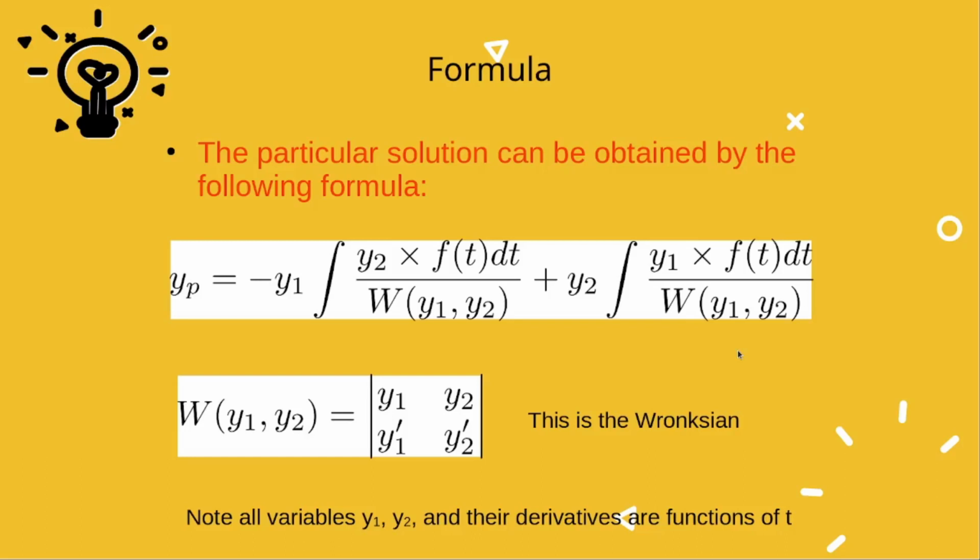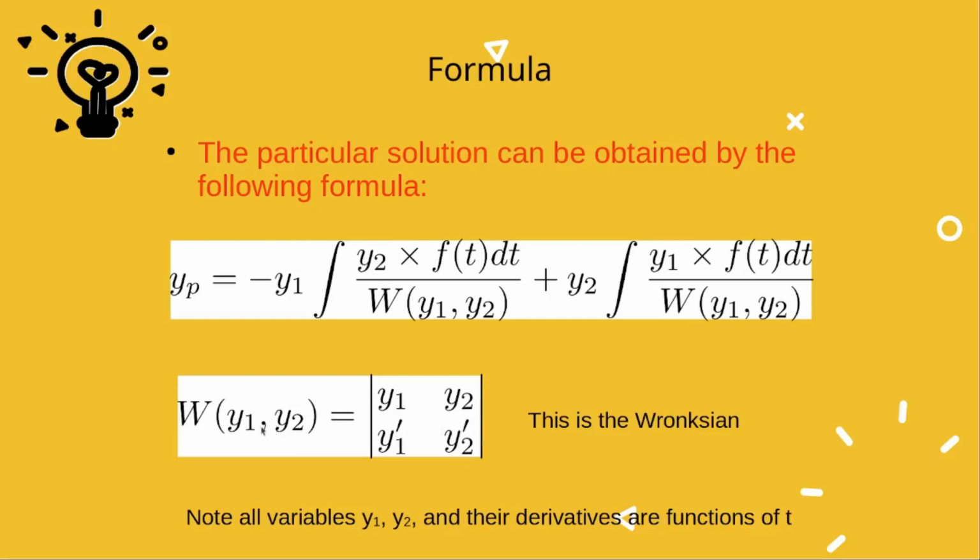So we can also come up with a formula for obtaining the particular solution, and that formula entails integration, and we can write it as y sub p equal to minus y1 integral of y2 times f of t dt divided by the Wronskian of y1 and y2. The Wronskian, again, is the determinant, which is y1, y1 prime, y2, y2 prime.